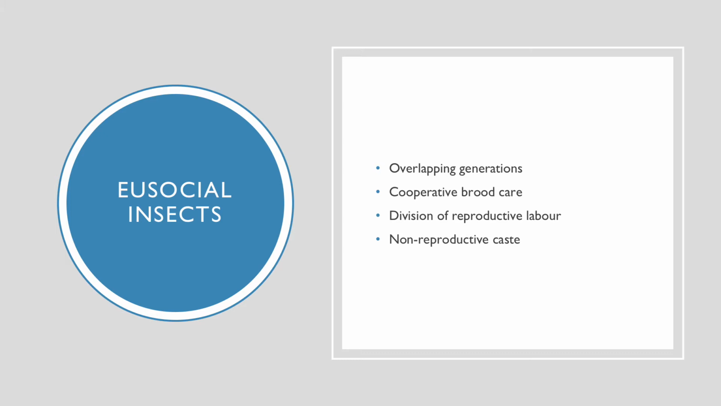1. There is an overlap of generations. In this situation, offspring help their parents take care of their siblings and assist with colony maintenance tasks. 2. There is cooperative brood care. This means that individuals will assist with the care of the young of other colony members. Finally, there will be a 3. Division of reproductive labor, and 4. The presence of reproductive and non-reproductive castes. This means that before reproductive maturity, some individuals will become functionally sterile and will assist in the care of the colony's young.